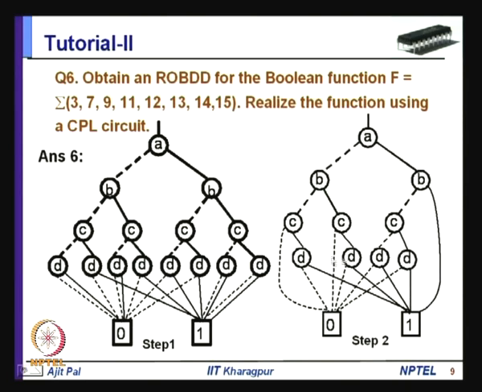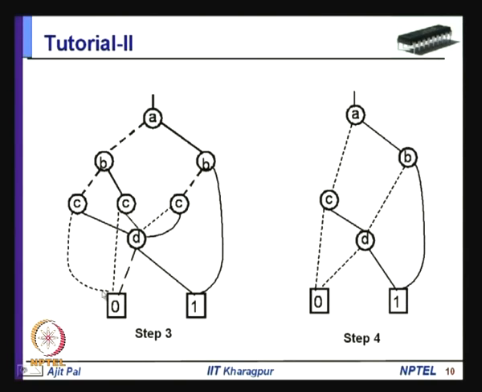Now, we find that for all the D's, dotted line is going to 0 and solid line is going to 1. So, all the D's can be merged together to form a single D, as it is shown in this particular diagram. As you do the merging of all the D's, we find that this C becomes redundant, because dotted line and solid lines are all terminating at D. So, this dotted line from B will come to D, and these two C's can be merged together, because dotted line is going to 0 and solid line is going to D.